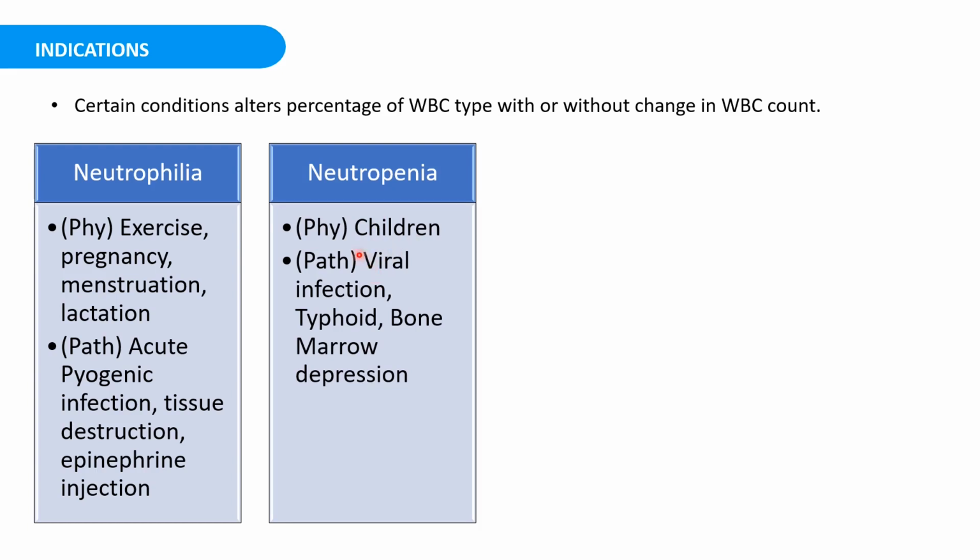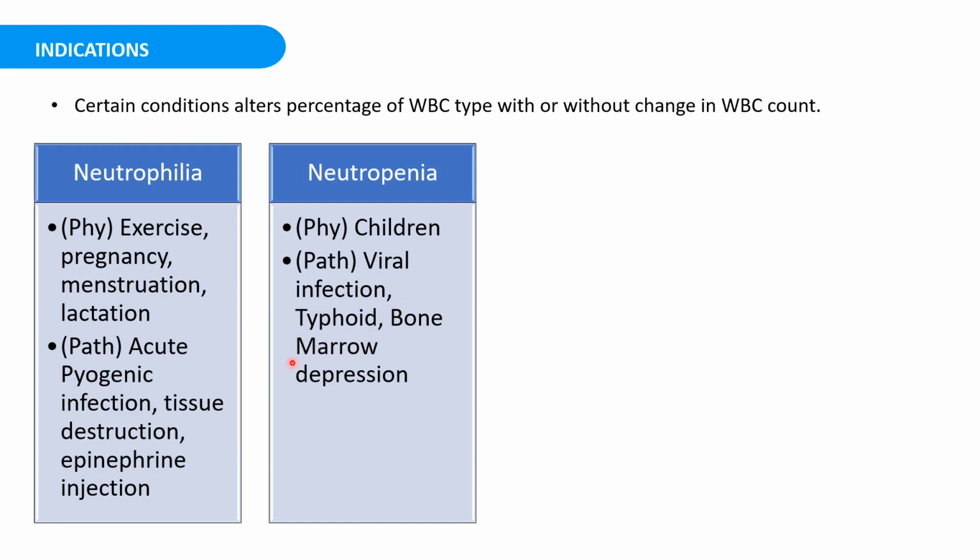But pathologically it is found in viral infection. This is very important. In viral infection, neutrophil count will decrease. Another most important condition is typhoid. This is the single most important criterion to identify typhoid. If the person is having diarrhea and vomiting and the neutrophil count is less, there are high chances that the person is suffering from typhoid. You can do the Vidal test also, but usually we get an indication that the person is suffering from typhoid if the person has neutropenia with abdominal pain, diarrhea and vomiting.